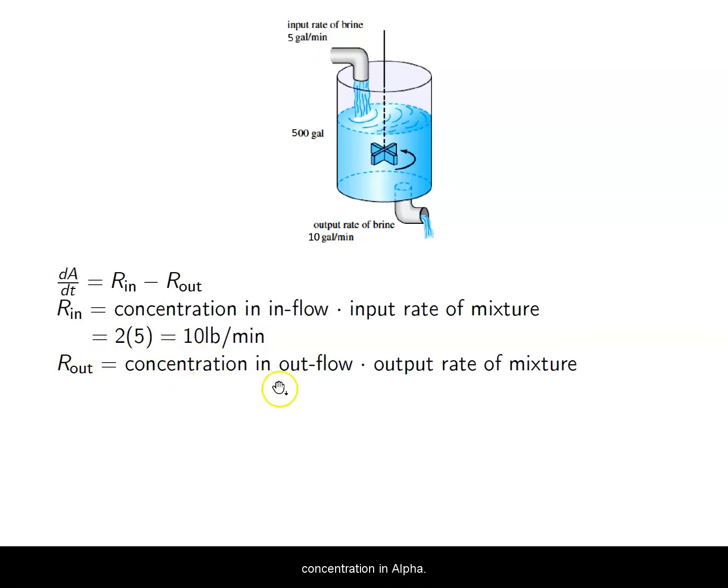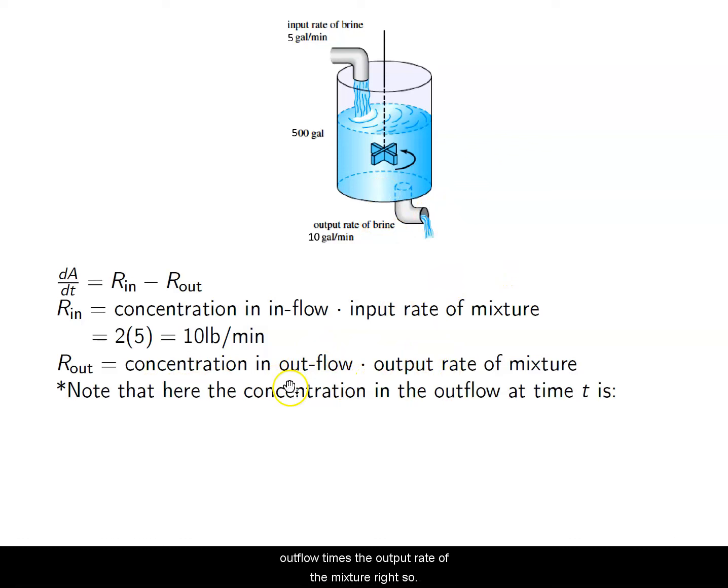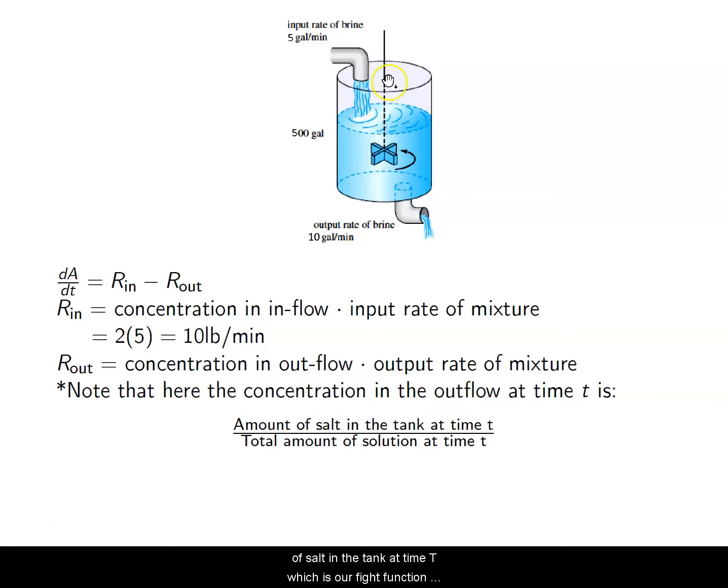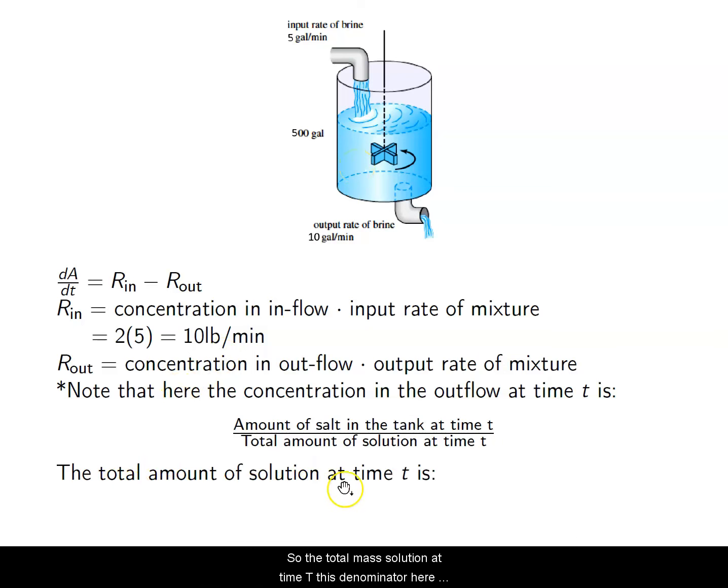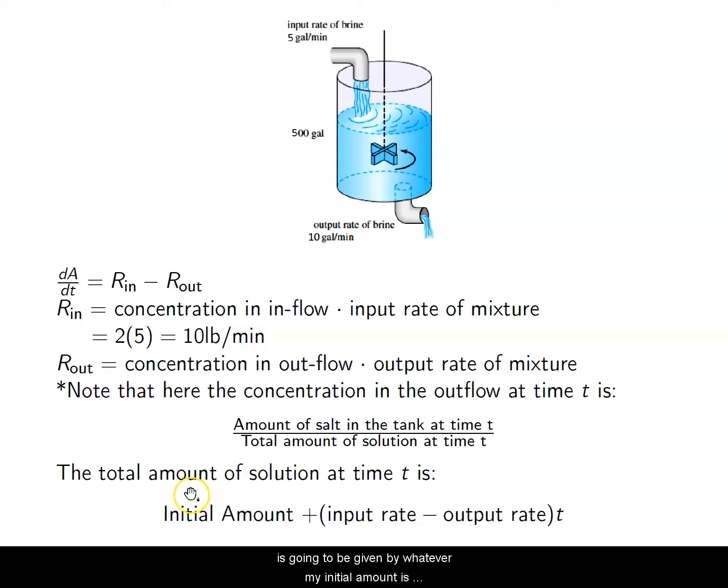Makes sense. Our rate out is the concentration in the outflow times the output rate of the mixture. Here, the concentration in the outflow at time t is the amount of salt in the tank at time t, which is our function we're trying to solve for, divided by the total amount of solution at time t. The total amount of solution at time t, this denominator here, is going to be given by whatever my initial amount is, which was none, plus the input rate minus the output rate.